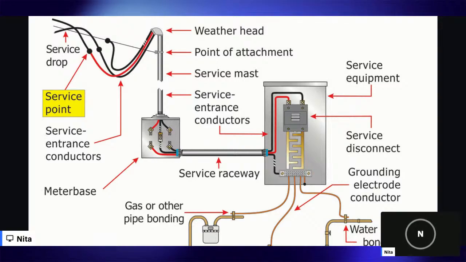And then it goes through the service raceway, and then the wires continue to your service equipment, i.e. the breaker. And then you have your branch circuits in the breaker, and that's how electricity gets into the home. What did I miss?